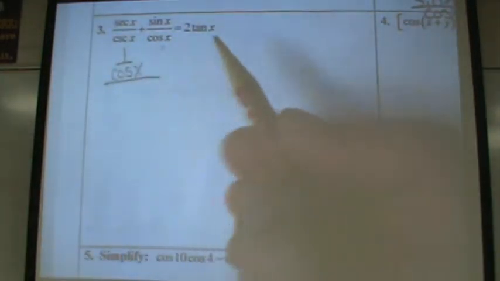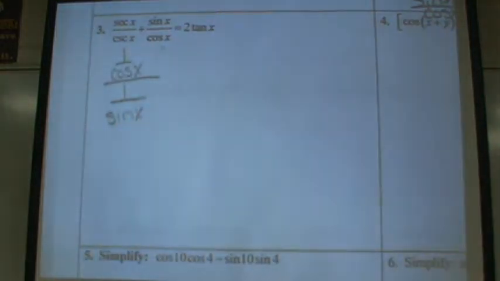Number 3. Number 3, again, looking at the terms that were given. We don't have anything being squared, so again, our best strategy is to rewrite all of our terms in terms of sine and cosine. So 1 over secant becomes 1 over cosine x. That's over cosecant, which becomes 1 over sine x. And then we're still adding that to sine x over cosine x.